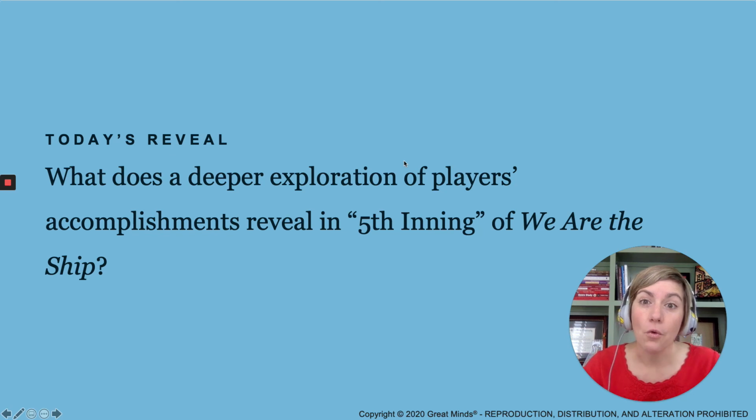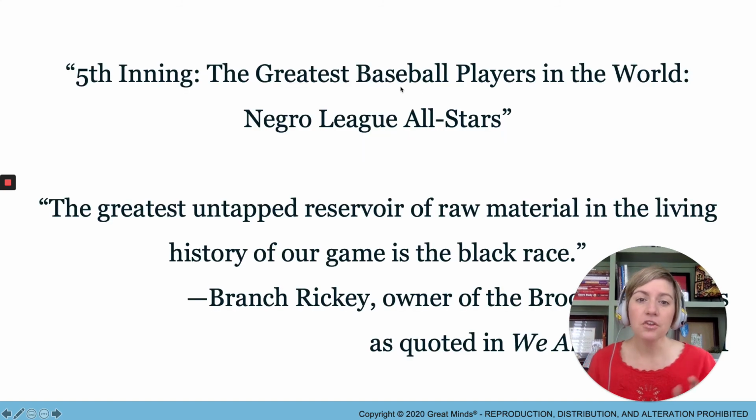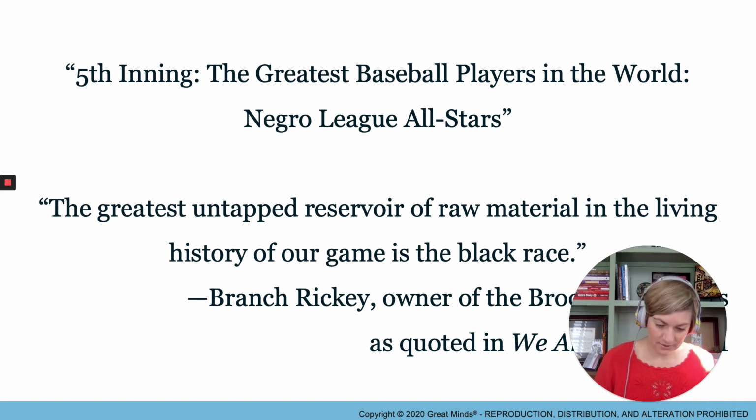In our previous lesson, we learned about the treatment of the players by the owners. In this lesson, we will explore how the players accomplished great feats despite the many challenges that they faced. We will be referencing this word throughout. So I'm going to read the chapter title in opening quotation for 5th inning. You can read it if you want to as well. It's on the screen. 5th inning, the greatest baseball players in the world. Negro League All-Stars, the greatest untapped reservoir of raw material in the history of our game is the Black Race. Branch Rickey, owner of the Brooklyn Dodgers.